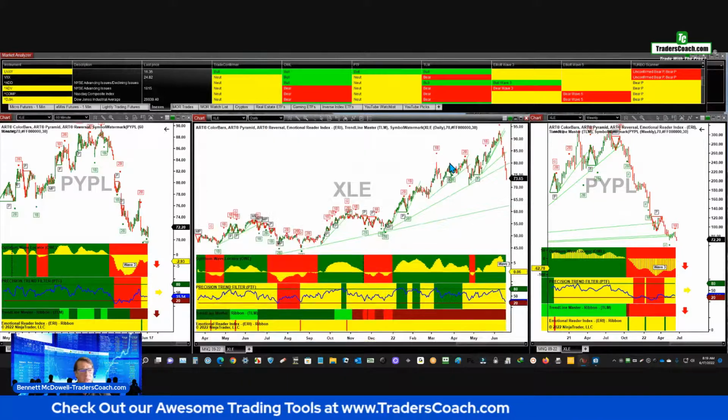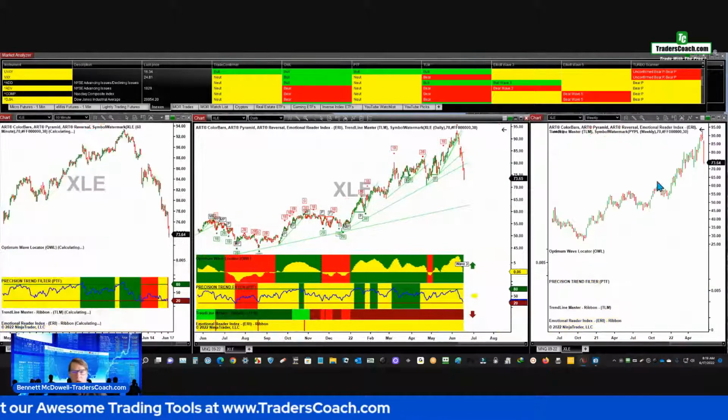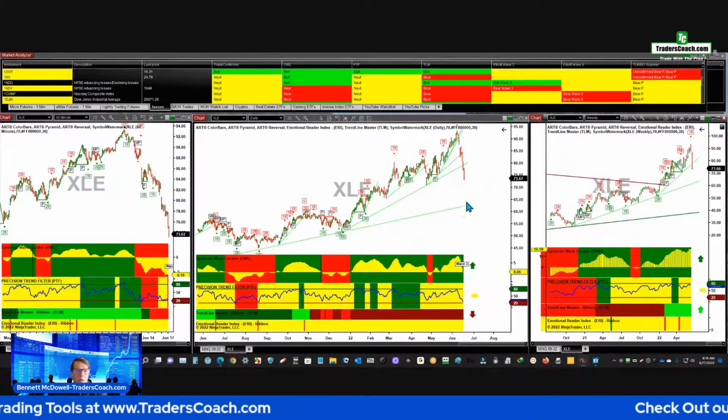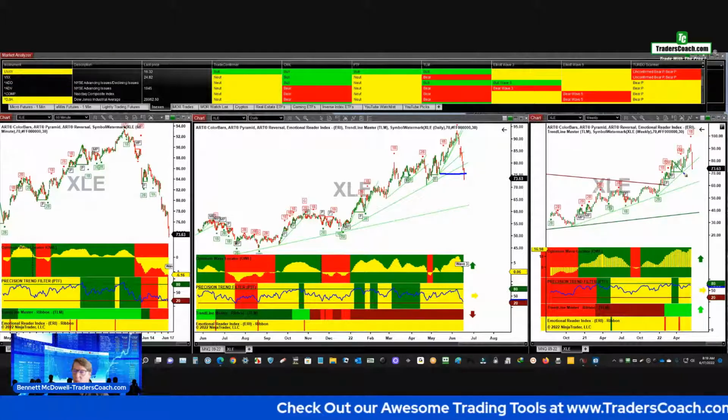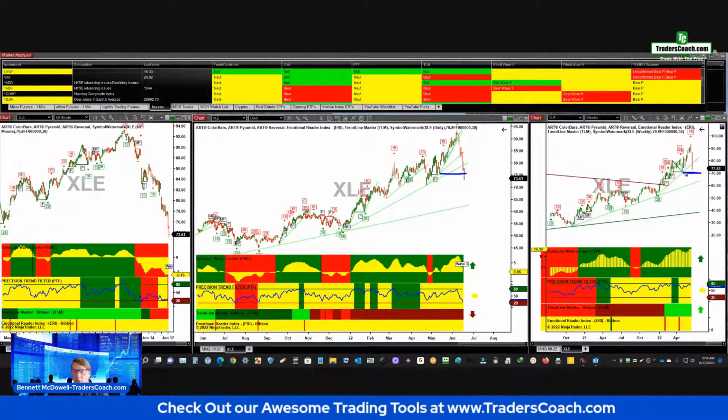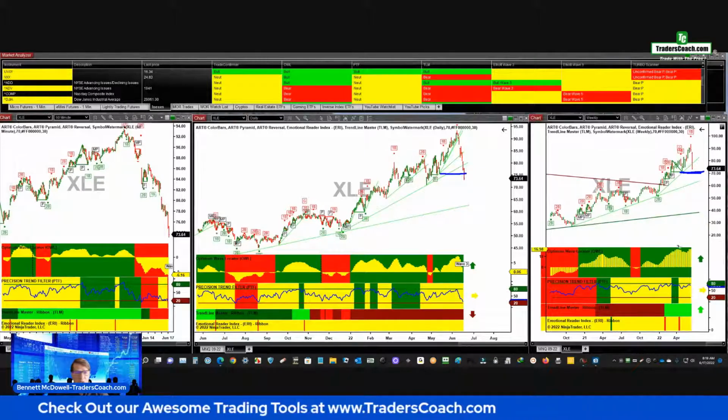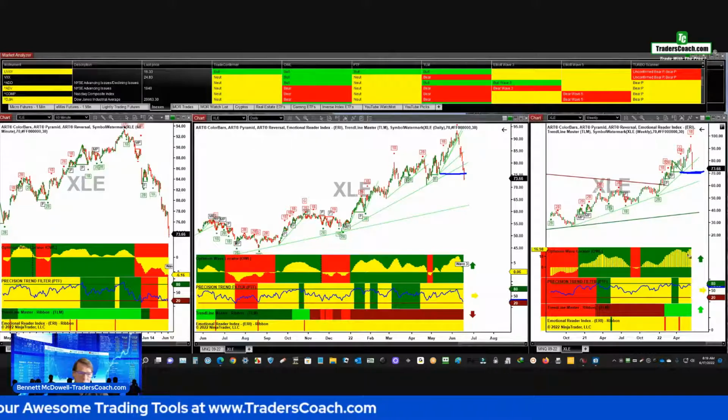Give that a second to load. There she blows. All right, you can see on this one, clear break now to the downside. If you were trading the daily chart, you would have been stopped out here. However, if you got the weekly chart pyramid, you are still in this from a long-term stance. So what's going to happen with this?